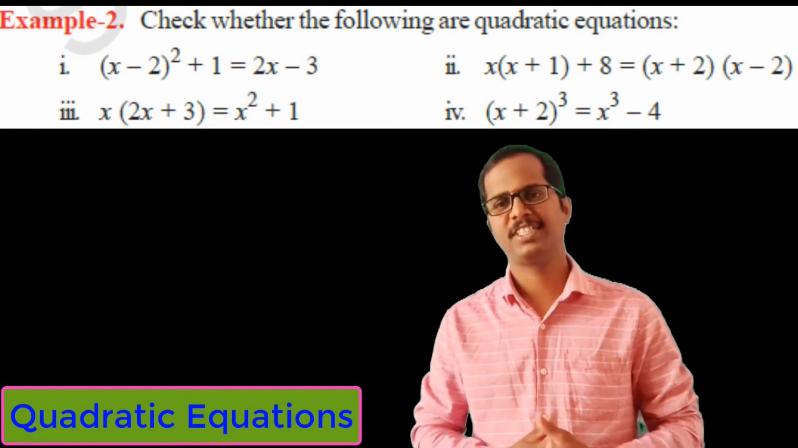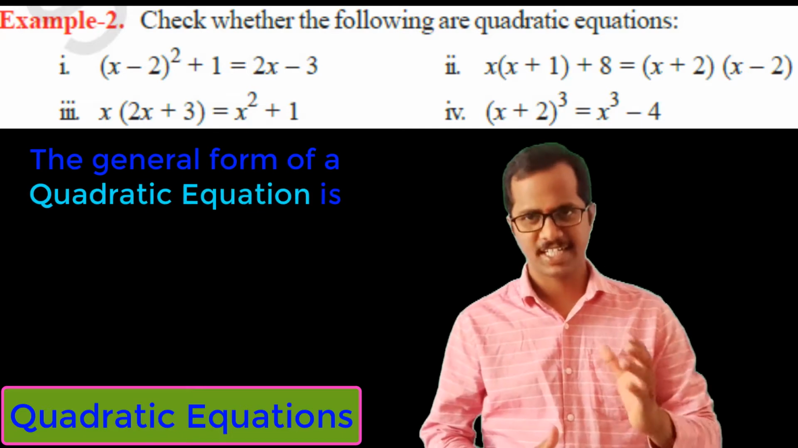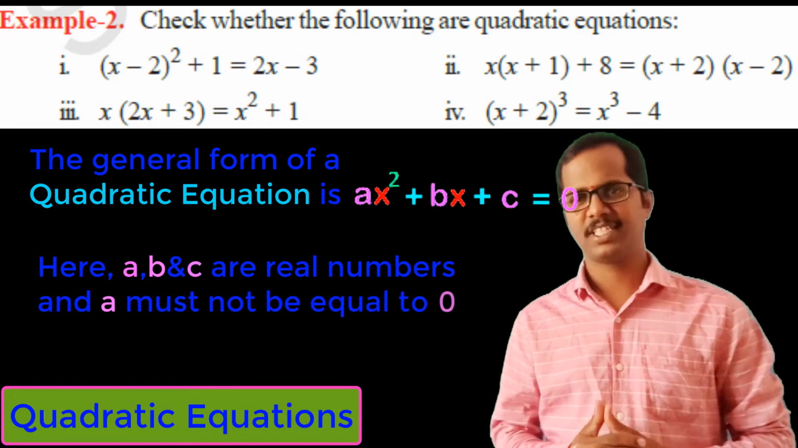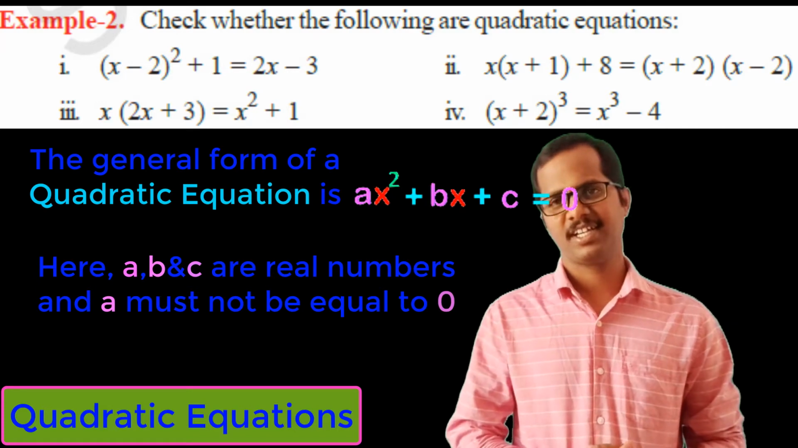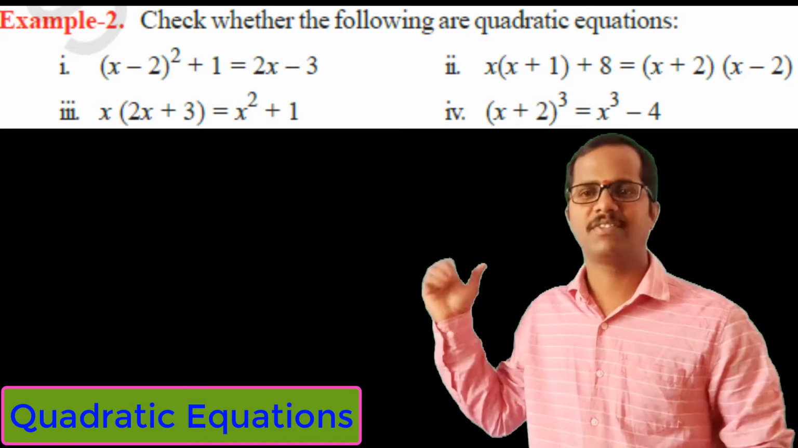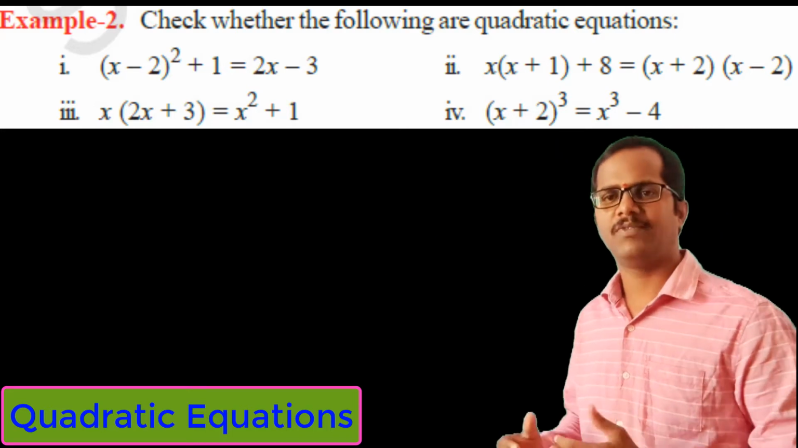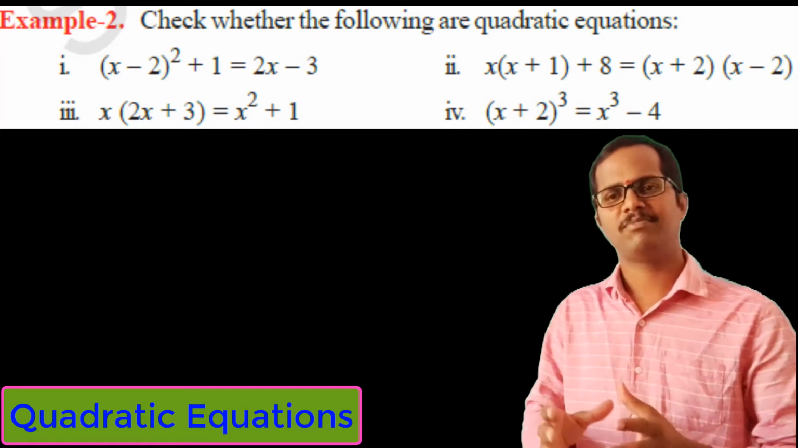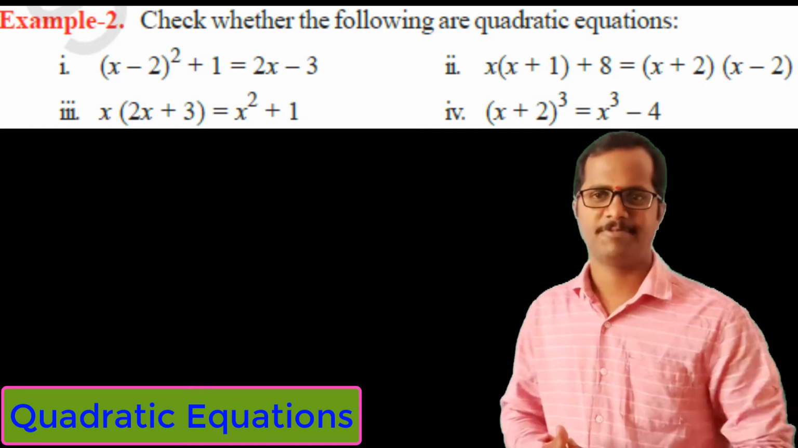And we all know very well what the general form of a quadratic equation is. The general form of a quadratic equation is ax square plus bx plus c equals 0, and here a, b and c are real numbers and a must not be 0. To verify whether these equations are quadratic or not, we need to simplify them and see whether they are in the general form of a quadratic equation or not. If they are in the form, we say they are quadratic equations, otherwise they are not. So let us see the first one.